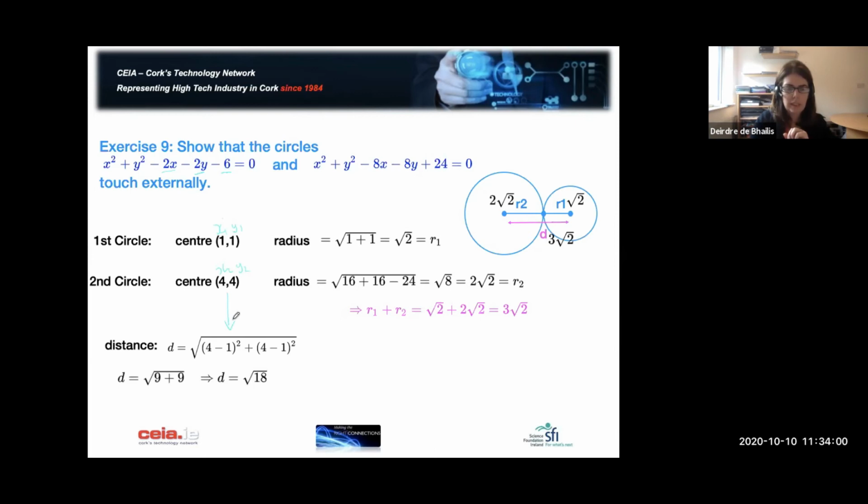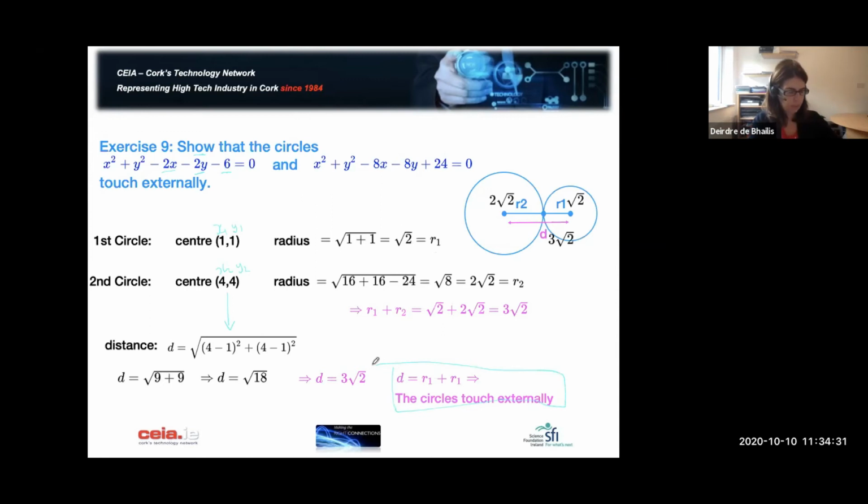And we get d is equal to 9 plus 9. And therefore d is equal to the square root of 18. And that breaks down to 3 square root of 2. D is equal to R1 plus R2, therefore the circles touch externally. Again, we've been asked to show, so if we ever have that show or prove, that statement at the end is very important.